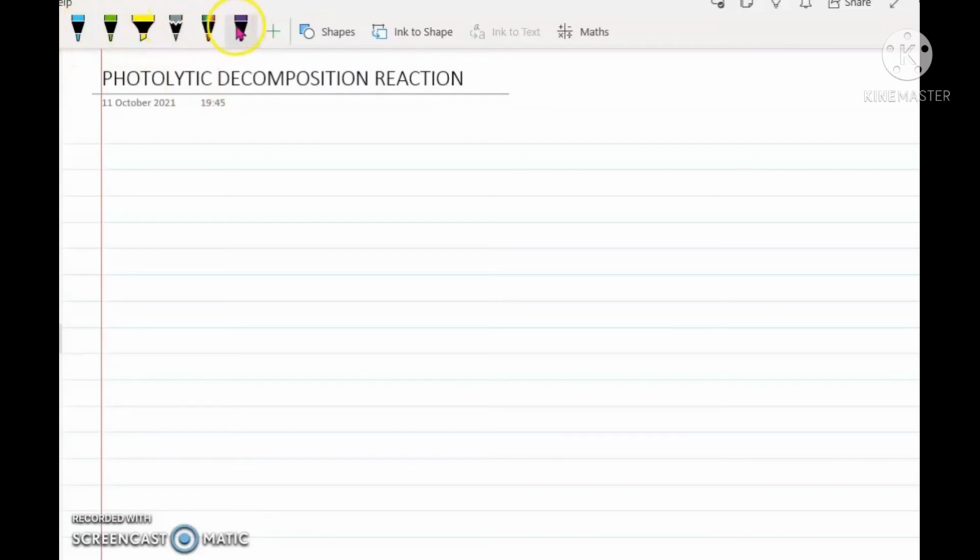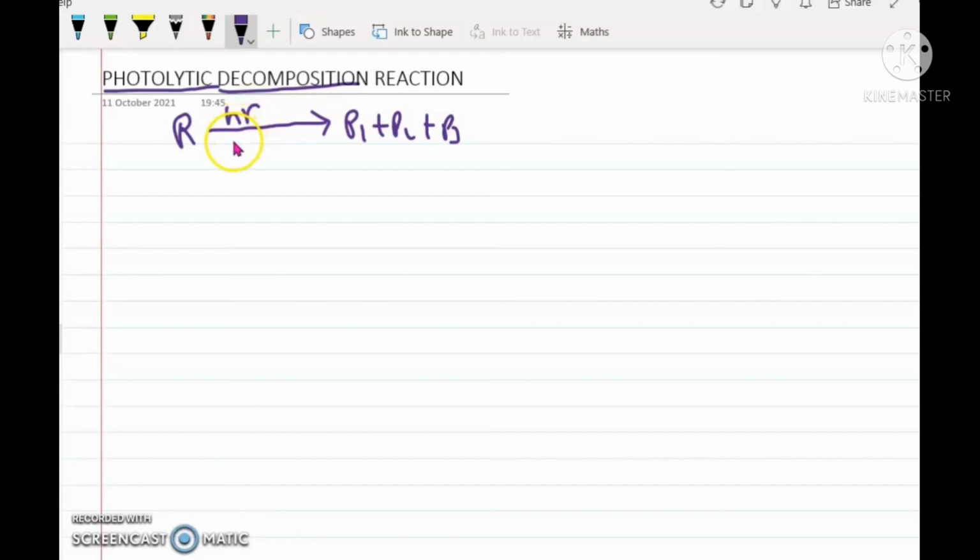The photolytic decomposition reactions are those reactions in which your substance, your reactant, is breaking down into different kinds of products with the input of energy in the form of light. This light can be the natural sunlight or any kind of exposure towards artificial light as well.